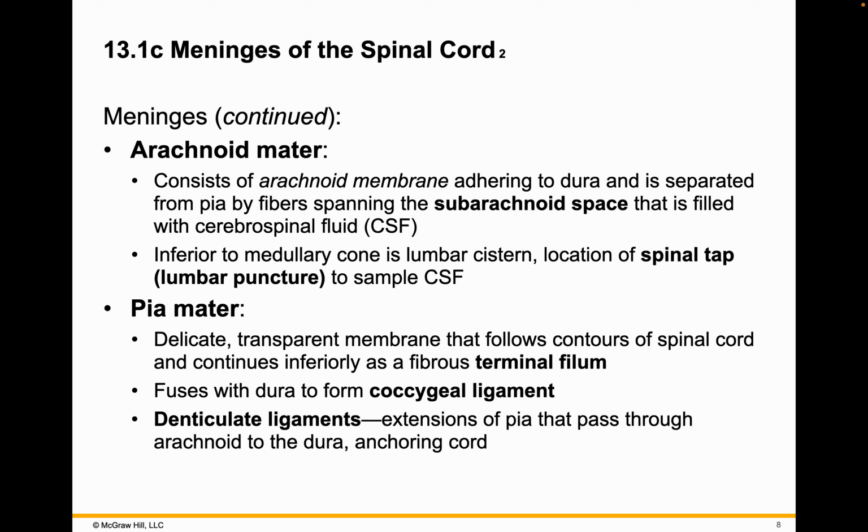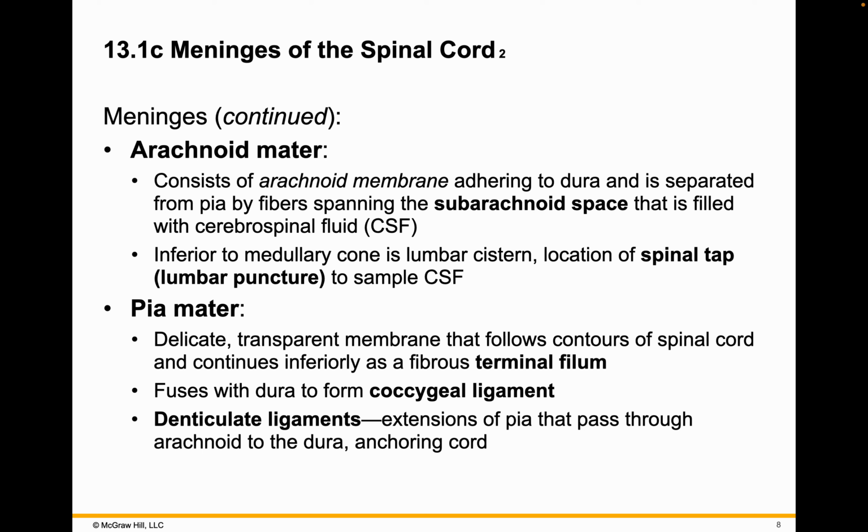Arachnoid mater is an arachnoid membrane adhering to the dura and separated from the pia by fibers spanning the subarachnoid space, filled with cerebrospinal fluid. Inferior to the medullary cone is the lumbar cistern. It's the location of a spinal tap or lumbar puncture to sample the central nervous system fluid. It got its name arachnoid mater because it does have a spider web-like appearance, and in fact arachnoid mater means spider mother.